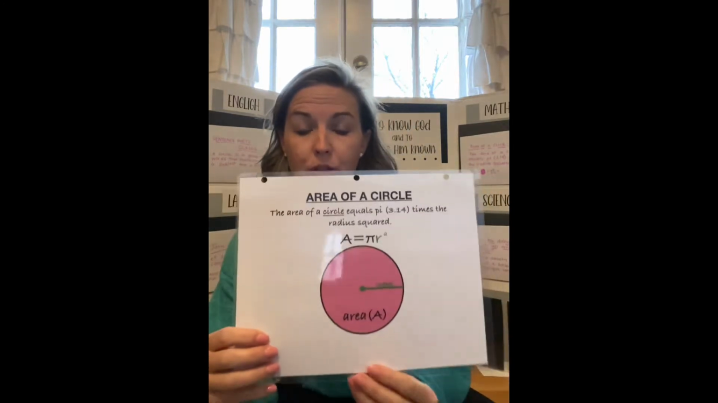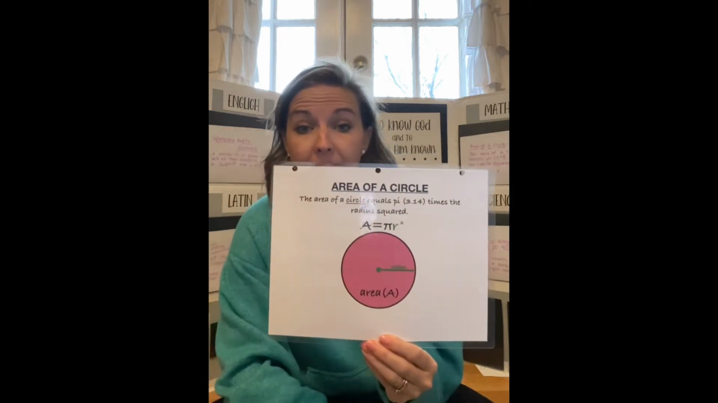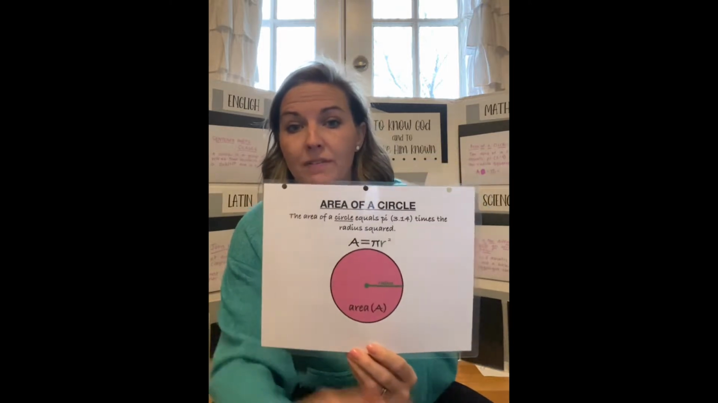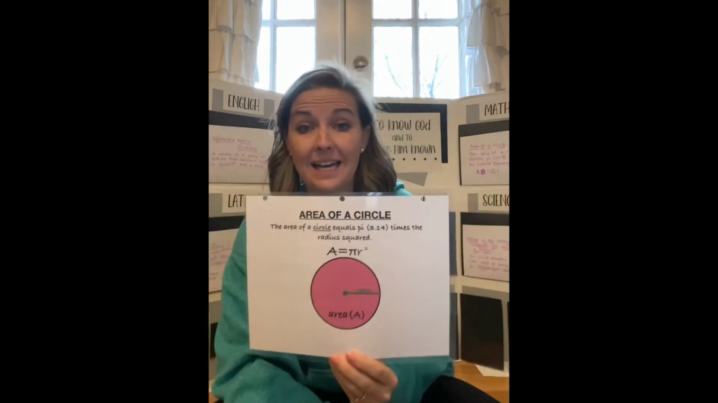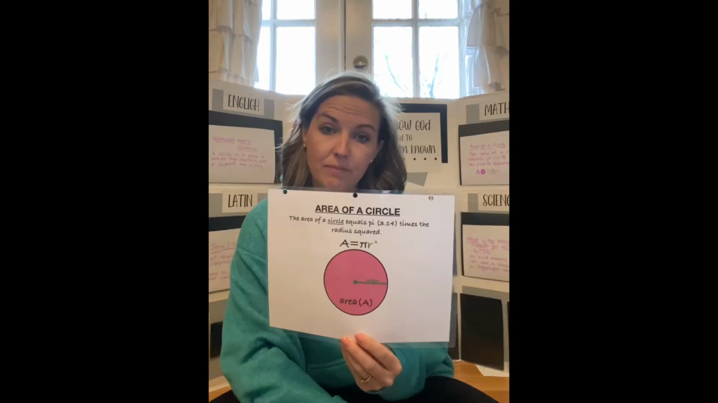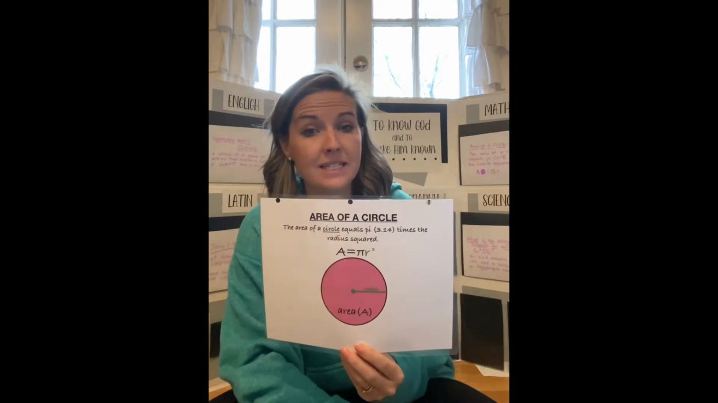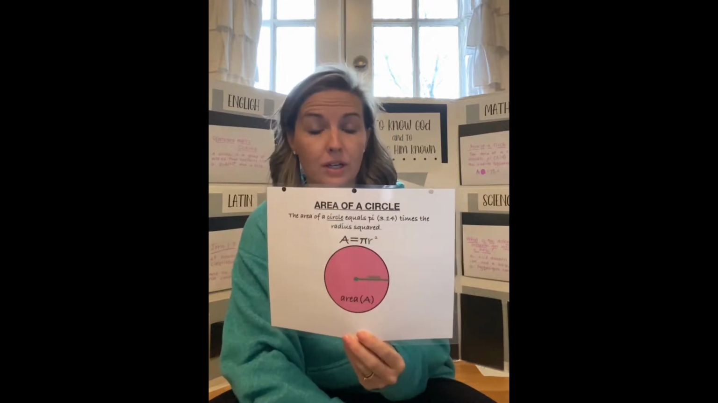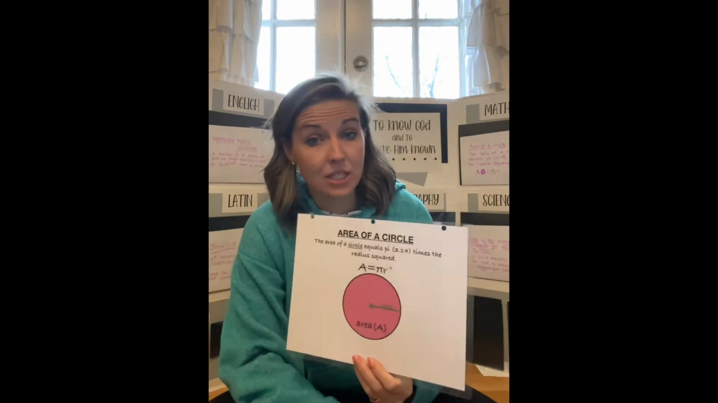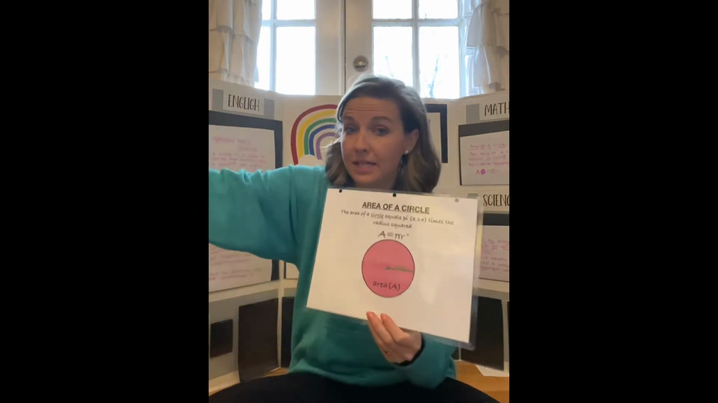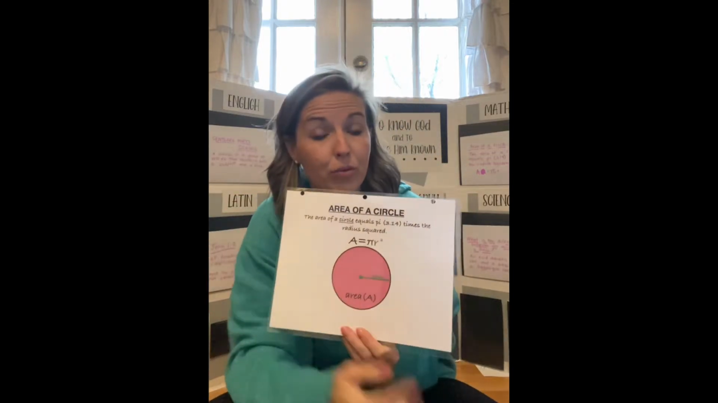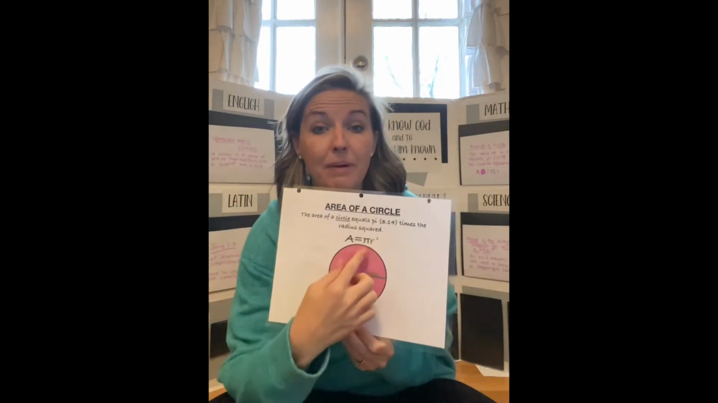Okay, so area of a circle. So we have the circle, and we're trying to find the area. Now, we've got this little symbol right here. See it? That's called pi. Now, pi is a symbol that represents a number. And the number that it represents is 3.14. Now, the number really isn't just 3.14. It goes on forever in a really long decimal. But we're just going to remember 3.14 is pi.